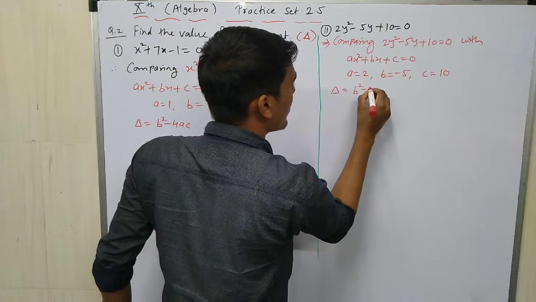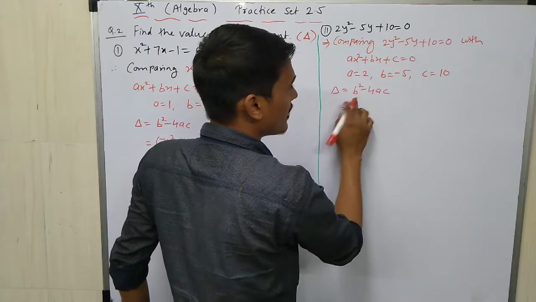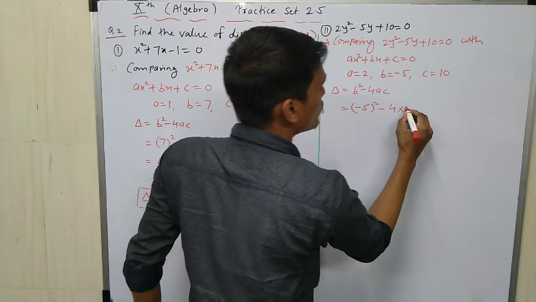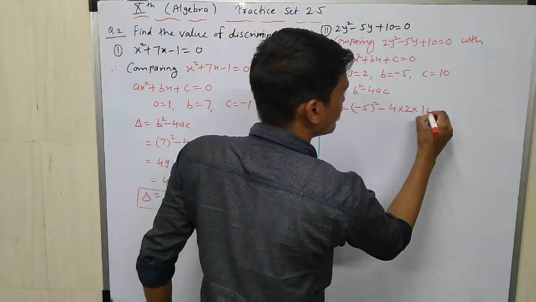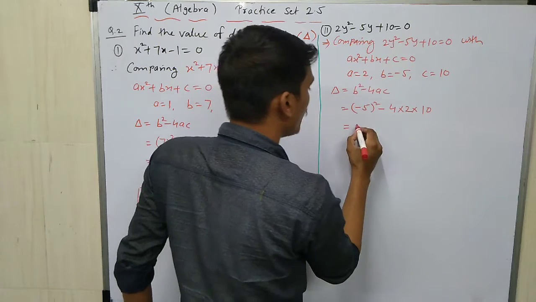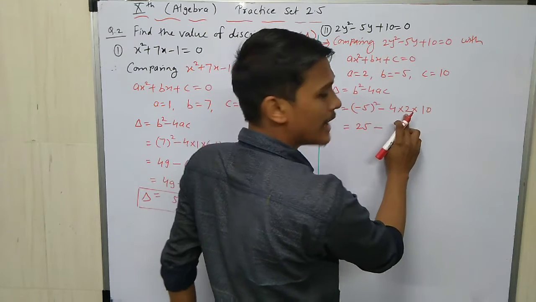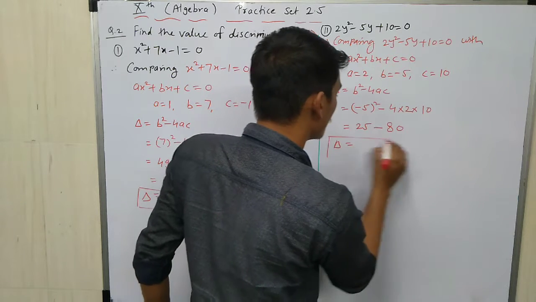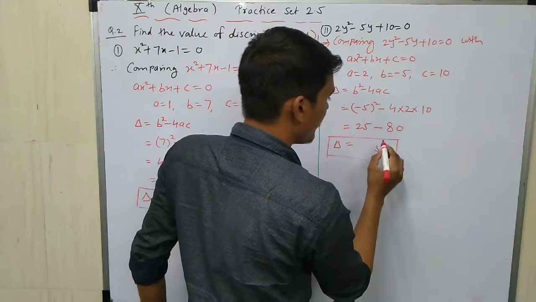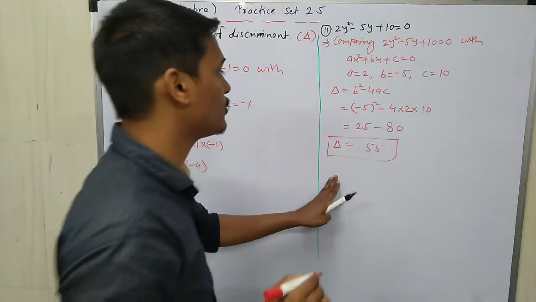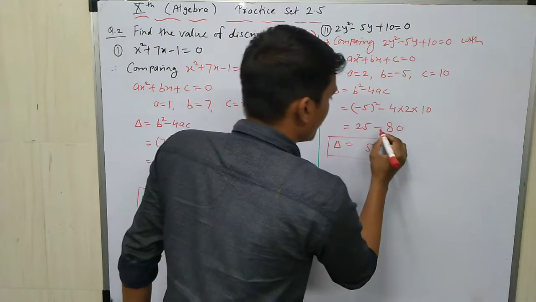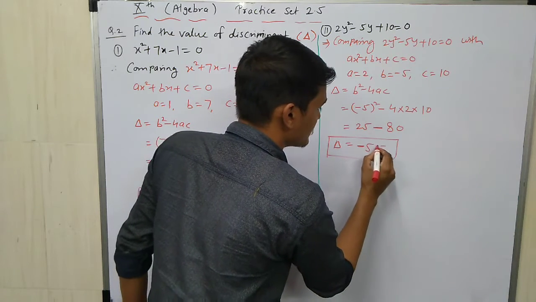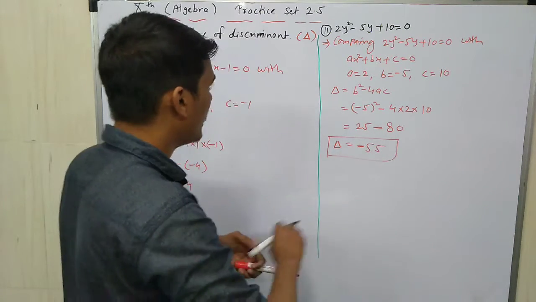Delta is equal to b square minus 4ac. b square value is -5 whole square minus 4 into a, which is 2, into c value, which is 10. Minus 5 square is 25, minus 4 2s are 8, 8 10s are 80. Delta is equal to 25 minus 80, which is 55 with a minus sign. But if the bigger number is the minus value, then the result is minus. Understood?